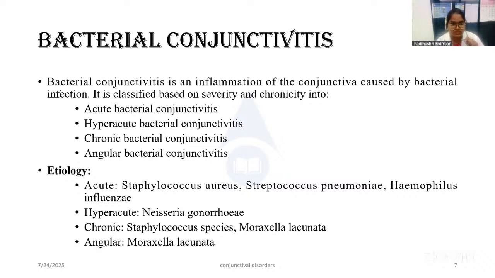Bacterial conjunctivitis is an inflammation of the conjunctiva caused by bacterial infection. It is classified based on its severity and chronicity: acute, hyperacute, chronic, and angular bacterial conjunctivitis. What is the cause? For acute, it is Staphylococcus aureus, Streptococcus pneumoniae, and Haemophilus influenzae. For hyperacute, it is Neisseria gonorrhoeae. For chronic, it is Staphylococcus species and Moraxella lacunata. For angular, it is Moraxella lacunata.